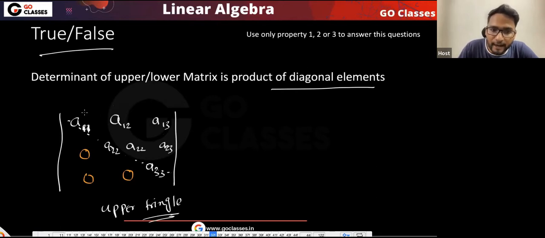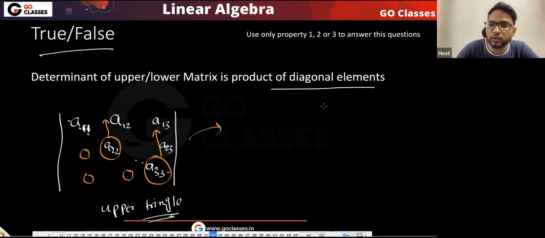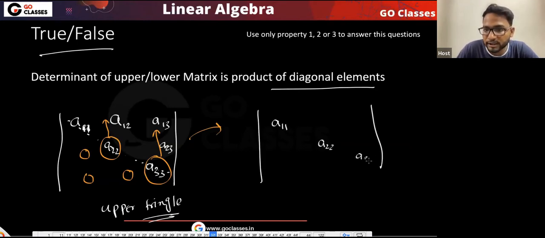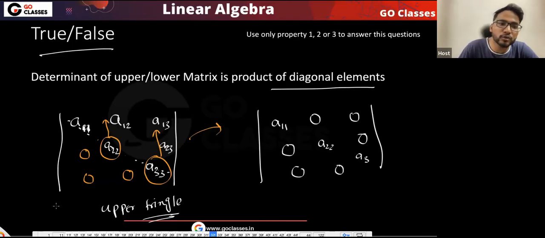Okay, so how can we prove that this is true or false? We can apply the rule we used to make elements a pivot element. We can make these elements zeros without changing a11, and similarly, if this is a22, we can make these elements zeros without making any change in a22. Then you can convert this matrix into a diagonal matrix with a11, a22, a33 and zeros elsewhere, using the formula Ri can be replaced by Ri plus K Rj.